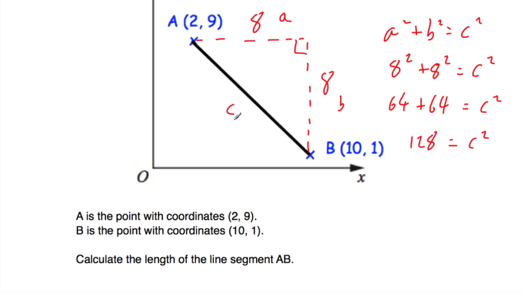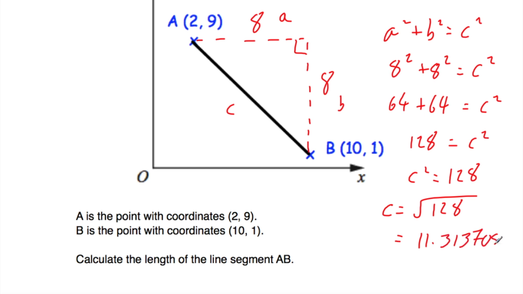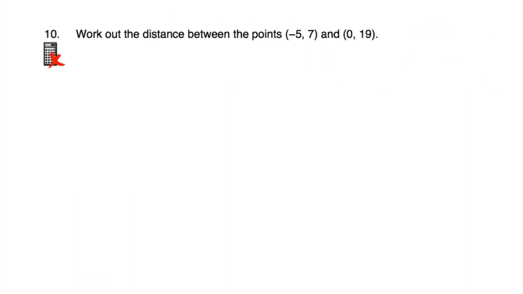So this side squared is 128. Let's turn it around. C squared equals 128. And now let's square root. C is going to be equal to the square root of 128. And if we square root 128, let's see what we get. The square root of 128 is equal to 8 root 2, or 11.313785. So that means that C is equal to 11.313785. So that's the length of that line segment AB. And that's it. Okay, let's look at our next question, question number 10.